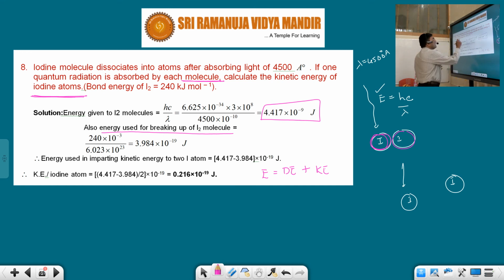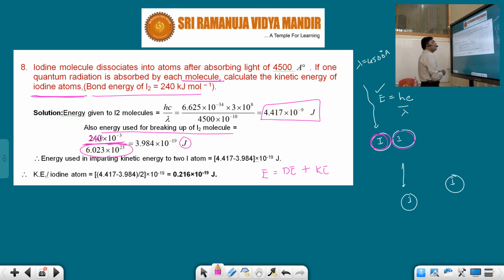To find the dissociation energy, the bond energy is given as 240 kilojoules per mole, but you require it for an atom. Try to understand, just listen very carefully. 240, fine. Kilo means how much? Kilojoules, so convert into joules. That's why 10 power minus 3, divided by Avogadro number.